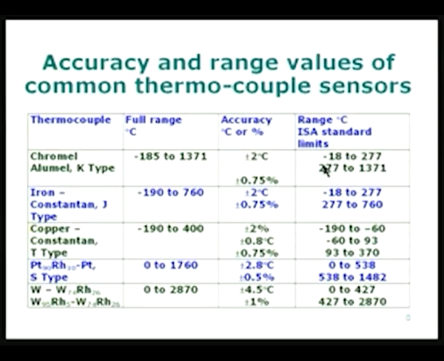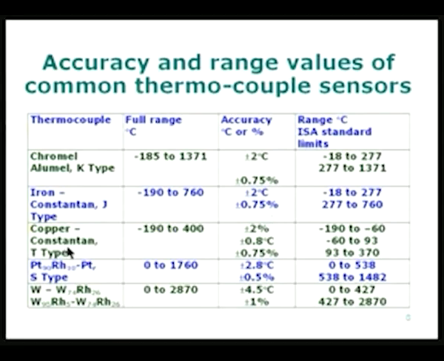And it can also be used in two ranges, -18 to 277 and 277 to 1371. This plus or minus 0.75% corresponds to the second range. The J type thermocouple, iron constantan, -190 to plus 760, then you see the numbers here which are characteristic of the accuracy you can expect with these.